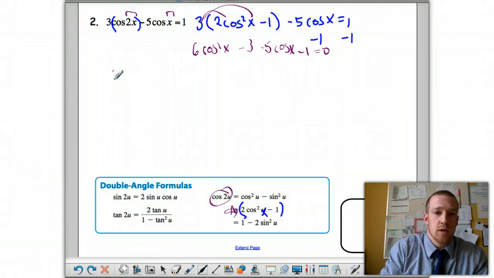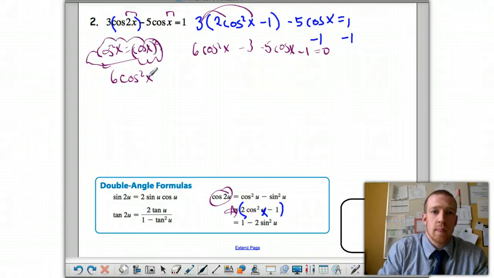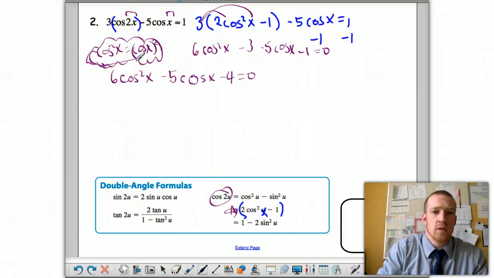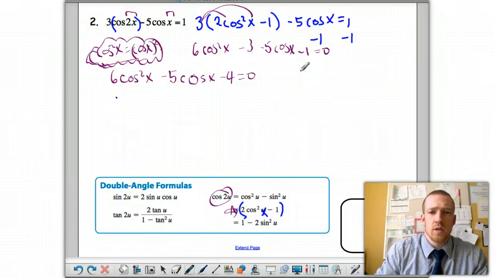Collecting our like terms, 6 cosine squared x. Remember that cosine squared x is really just cosine x squared. Minus 5 cosine x. Minus 3 and minus 1 is a minus 4, equals 0. The reason I did this bubble, rewrite it, is it reminds me that this cosine squared, I can rewrite it like this.